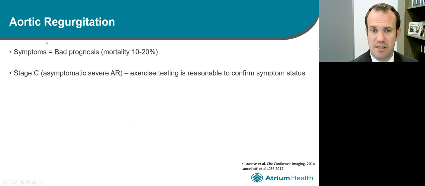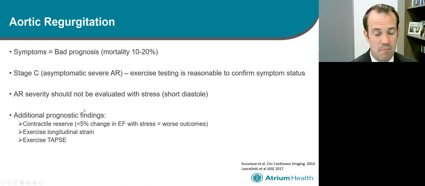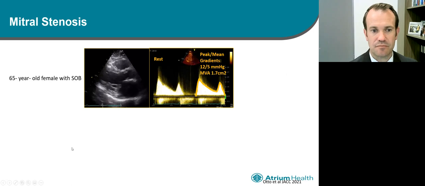Aortic regurgitation, obviously symptoms denotes a bad prognosis. And so again, like severe asymptomatic aortic stenosis, if they're asymptomatic, it's reasonable to confirm that status. But we're not going to be trying to evaluate the aortic regurgitation at peak exercise, because remember, we're really shortening that diastolic period and the AR may look a lot worse or a lot less with stress. Additional prognostic information is in assessing the contractile reserve, the longitudinal strain, and TAPSE.